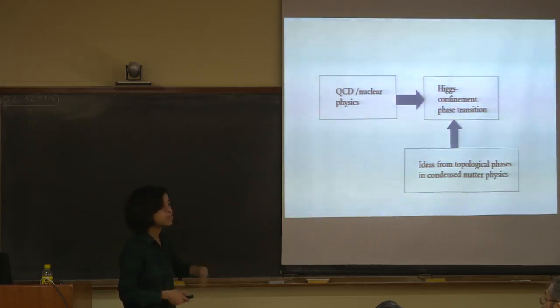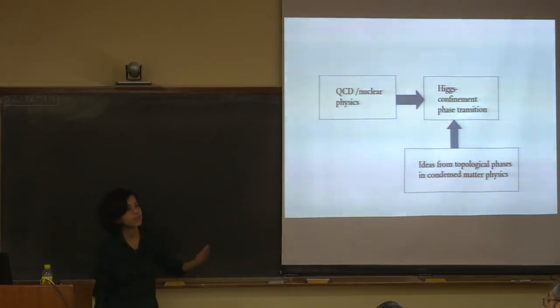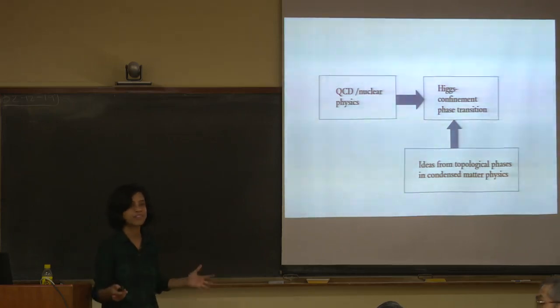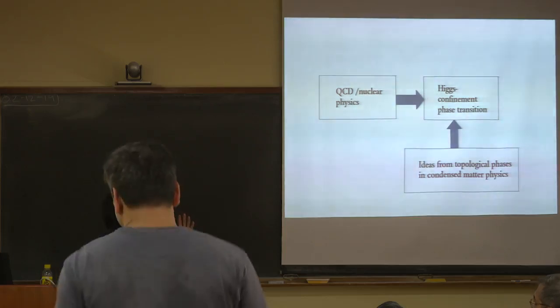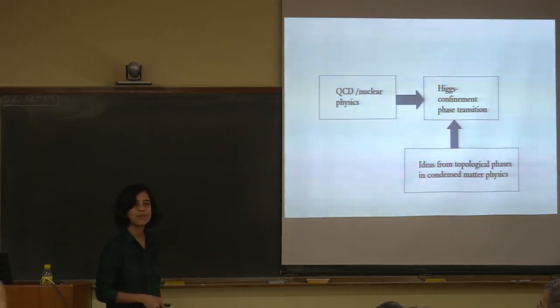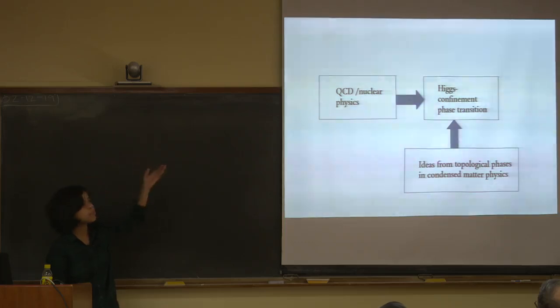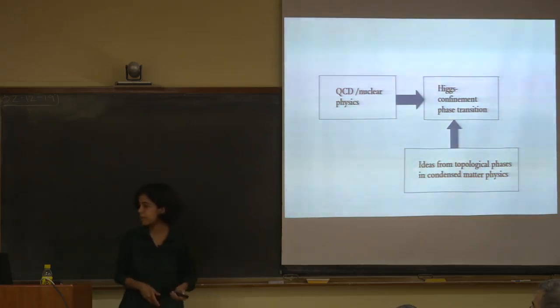So I work in QCD, nuclear physics, and stuff like that. And I used to be a postdoc at University of Washington. We had a journal club where we used to interact with particle physicists and condensed matter physicists. And going to journal clubs is good. So that's what you will see in this talk, where we can put together ideas. There are ideas from QCD and nuclear physics, and some ideas from topological phases and condensed matter physics, which come together to teach us something about Higgs confinement phase transitions. Okay.